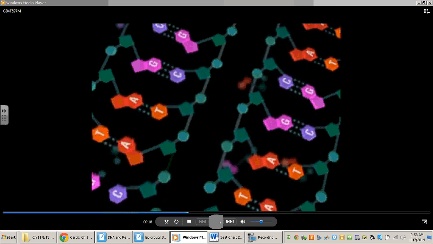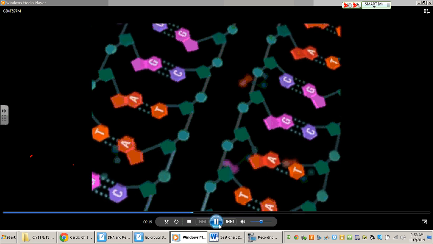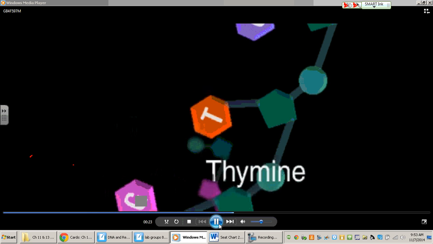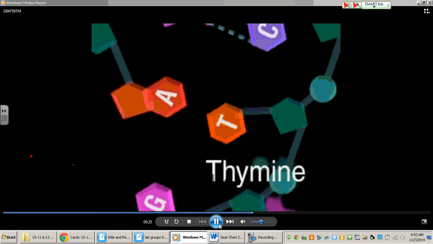Okay, this right here was the original strand, and then these are coming in and base pairing. What are those things forming between the C and the G? Hydrogen bonds. Good.